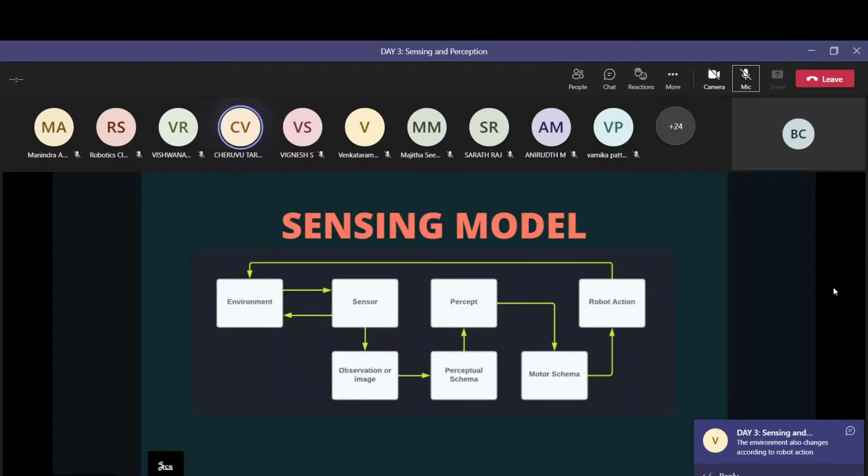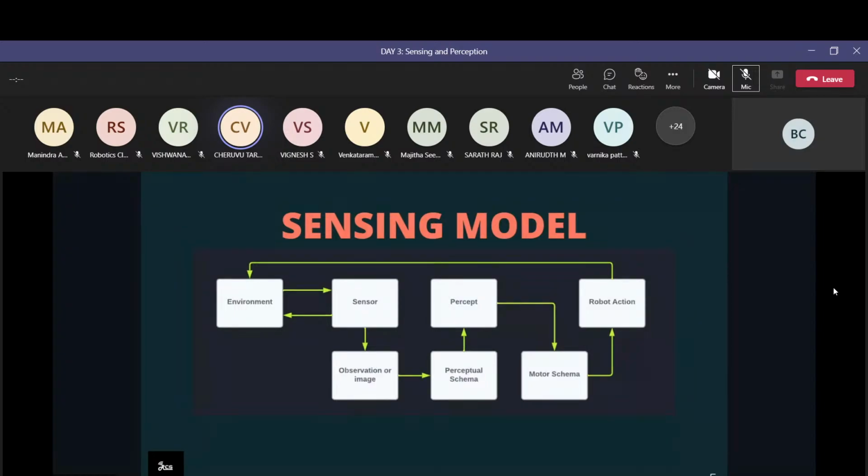Yeah, that's the correct answer, guys. The environment also changes according to the robot's action. That's why you can see in the diagram of the model that the environment is there. You will have a change in the environment. That change is identified by the sensor. The sensor will sense the changes in the environment and convert them into an observation or an image.